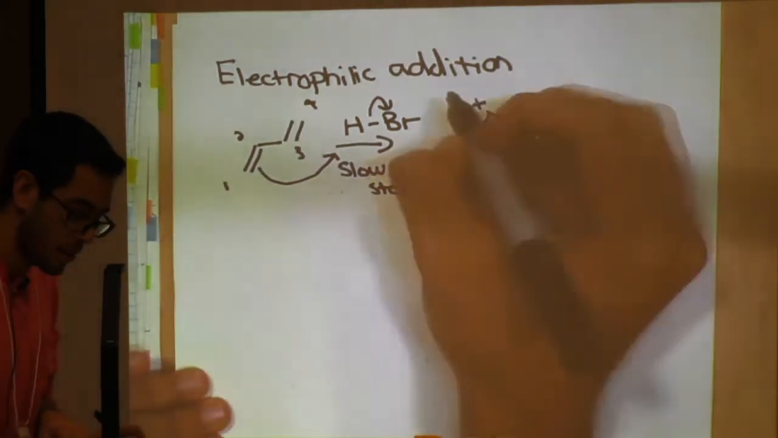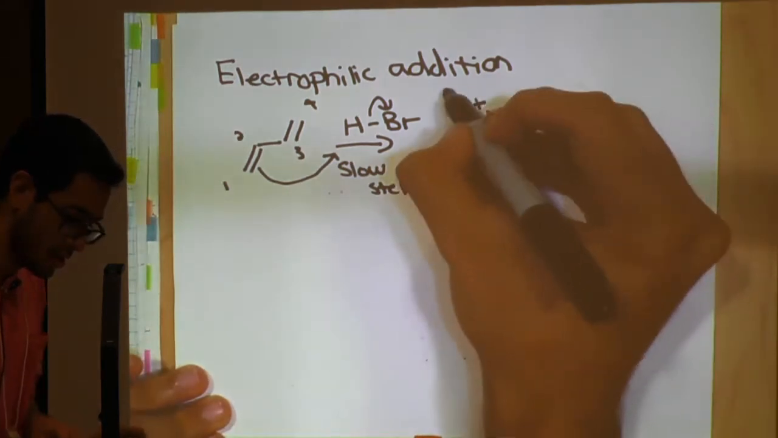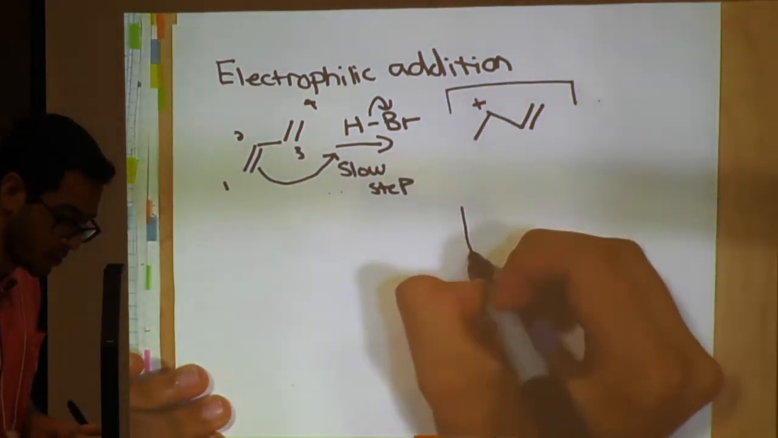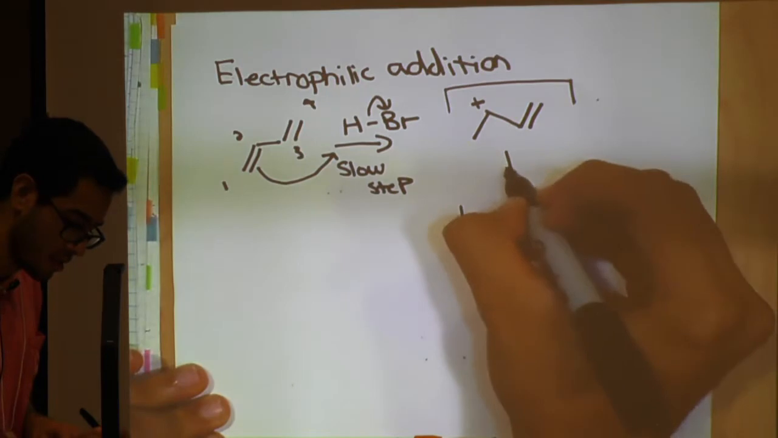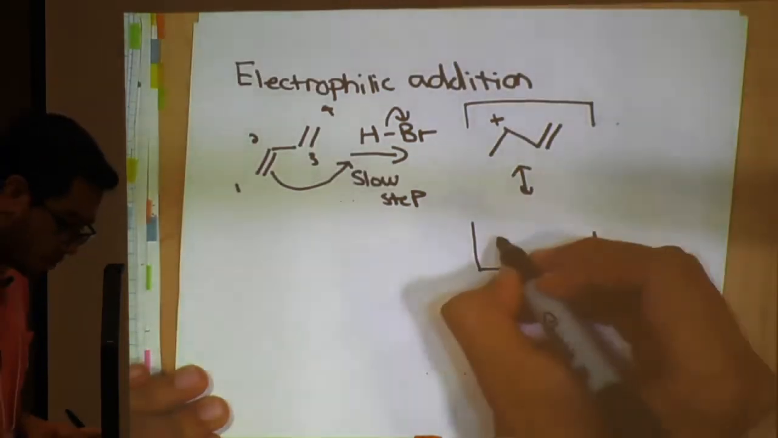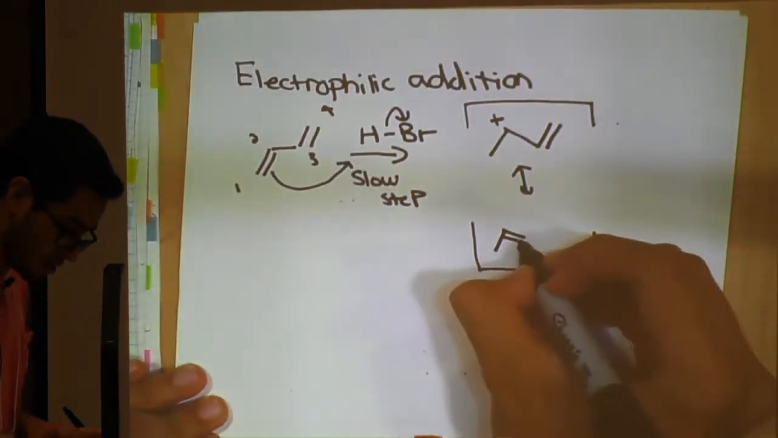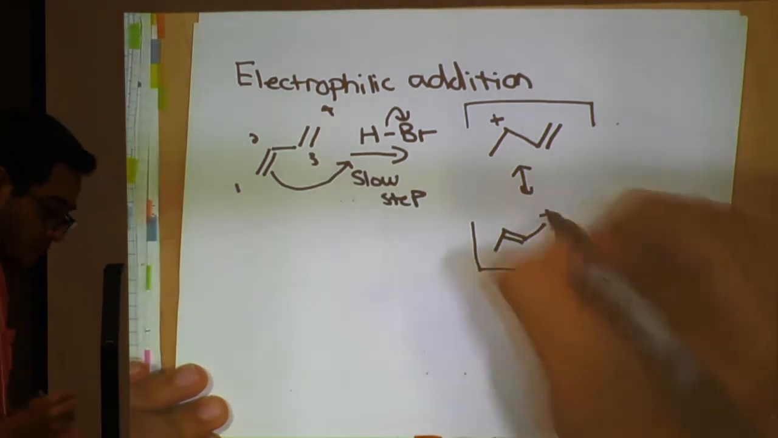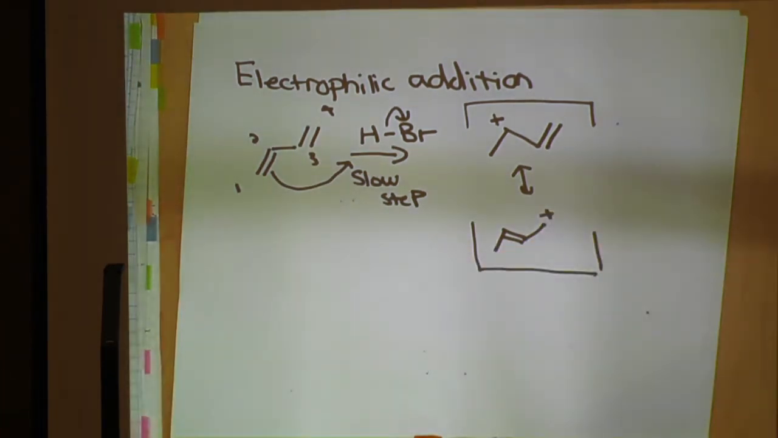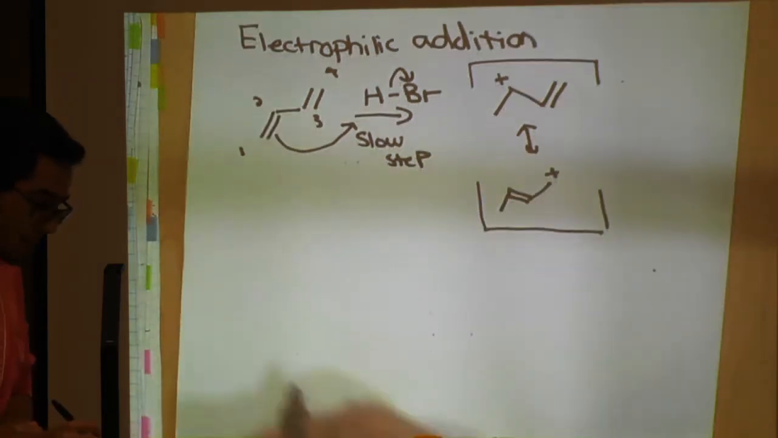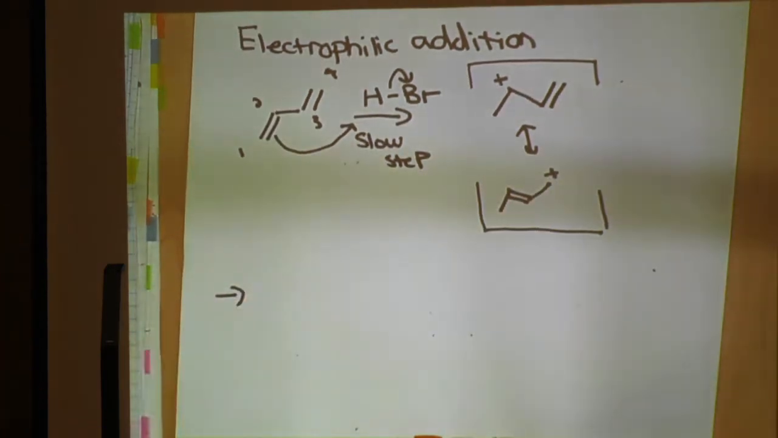So ideally, we create this, but we can also draw resonance to create that. And depending on which resonance structure you use, that will define whether you have performed a 1,2 electrophilic addition or a 1,4.